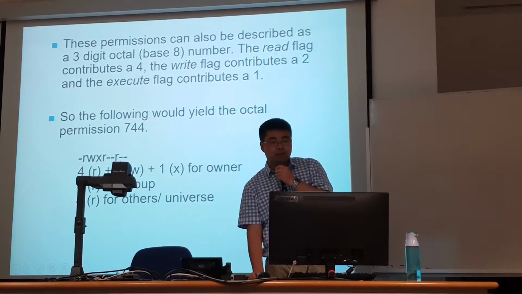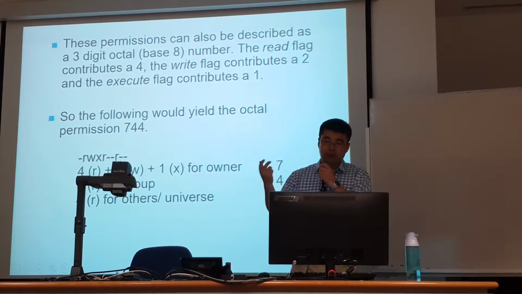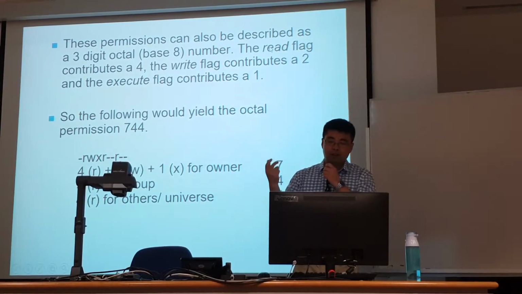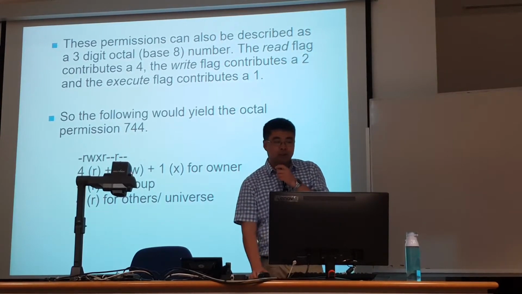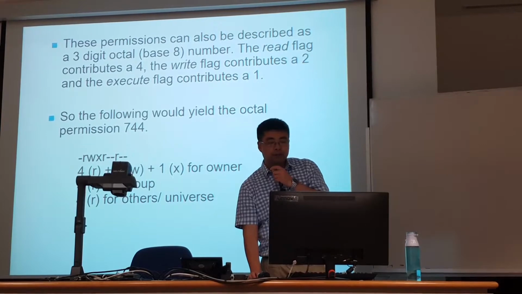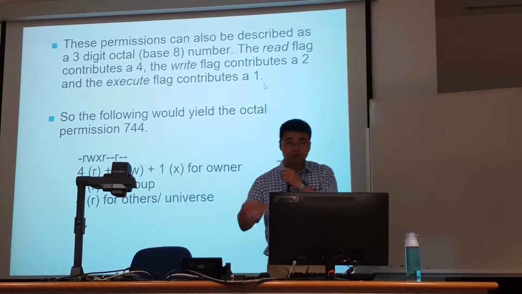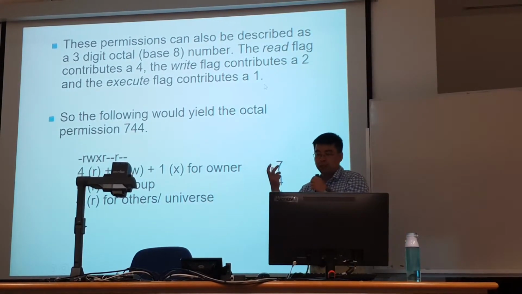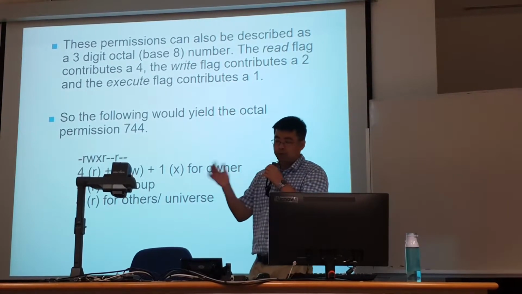So in general, if the user is allowed to read, if the read flag is true, that means the user is permitted to read, and you will contribute 4. If the user is allowed to write, then this flag will contribute 2. If the user is allowed to execute, it will contribute 1. So now basically we can use a unique number to represent the permission, for example, from 0 to 7.